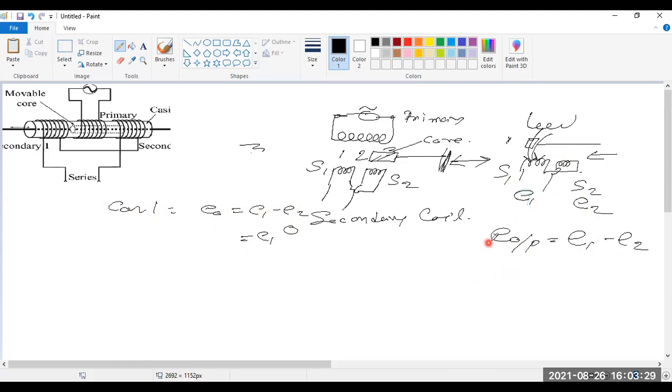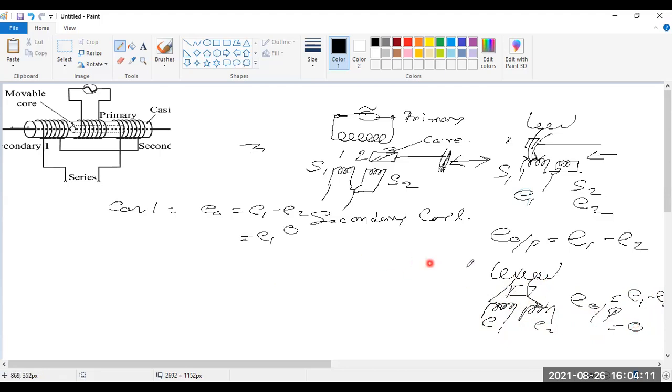Now for case 2, in this case you can see this is the primary and the core is at the middle, and both of the secondaries are getting this core. So the EMF induced in E1 and in E2 are the same. So E output is E1 minus E2. So this is 0, because both secondaries get the same induced EMF quantity. So it will produce 0, which means it is the zero position.